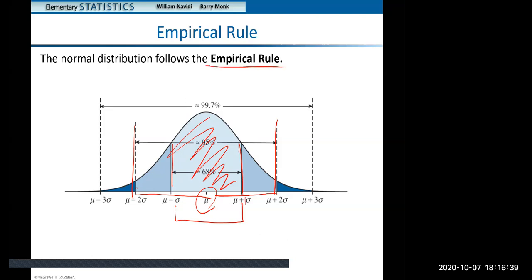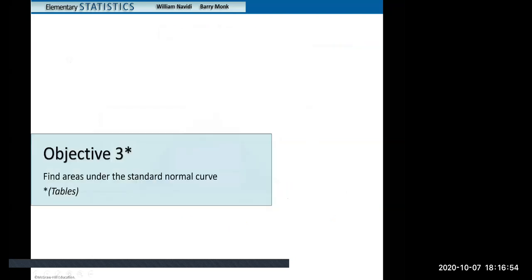But for the whole chapter, what if we have in between? What if it's not exactly one standard deviation away from the mean, not exactly two, not exactly three? And that is what we're going to do. And there are different ways how to do that. Finding the areas under the normal curve.